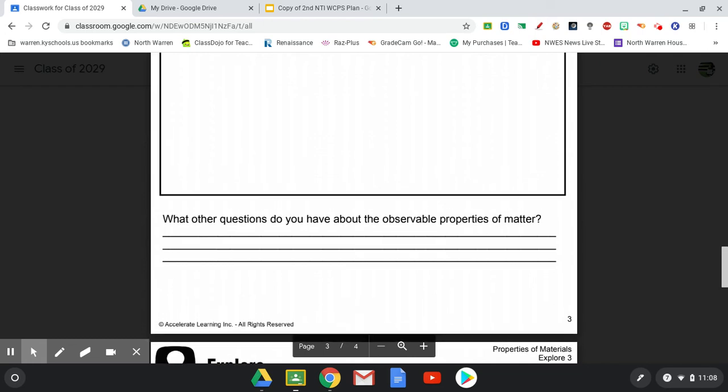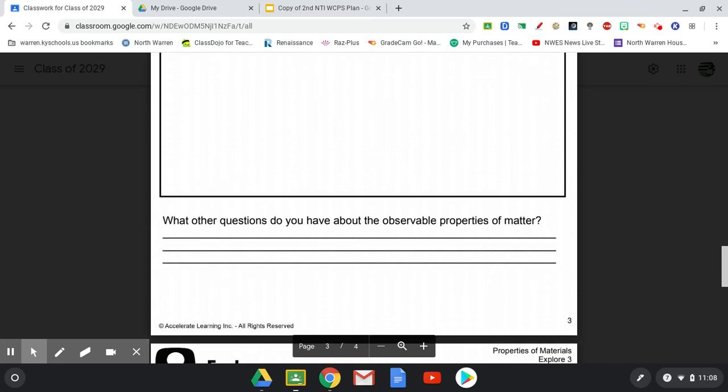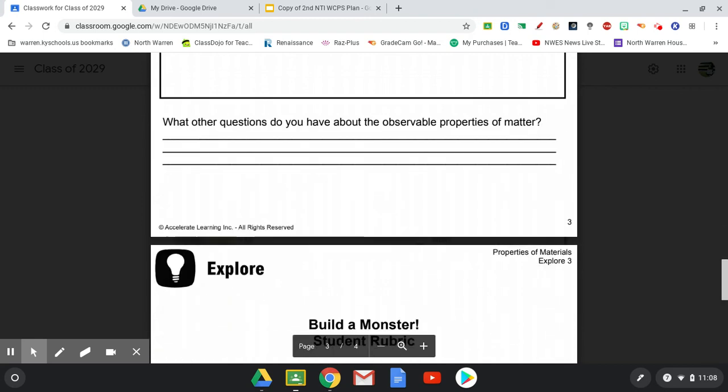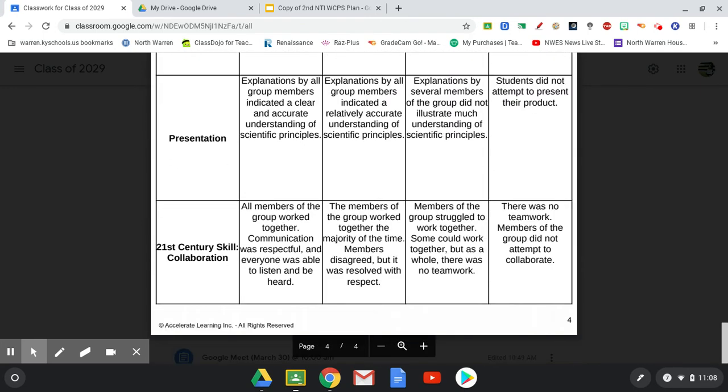And it says, what questions do you have about the observable properties of matter? Observable properties: size, shape, color. Do you have any other questions? This is a rubric for myself.